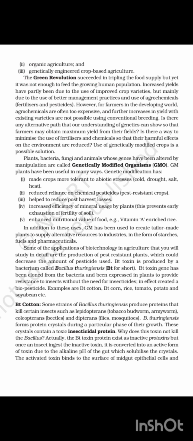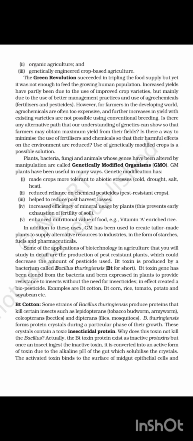The Green Revolution succeeded in tripling the food supply, but yet it was not enough to feed the growing human population. Increased yield has partly been due to the use of improved crop varieties, but mainly due to better management practices and the use of agrochemicals, fertilizers, and pesticides. However, for farmers in the developing world, agrochemicals are often too expensive, and further increase in yield with existing varieties is not possible using conventional breeding.